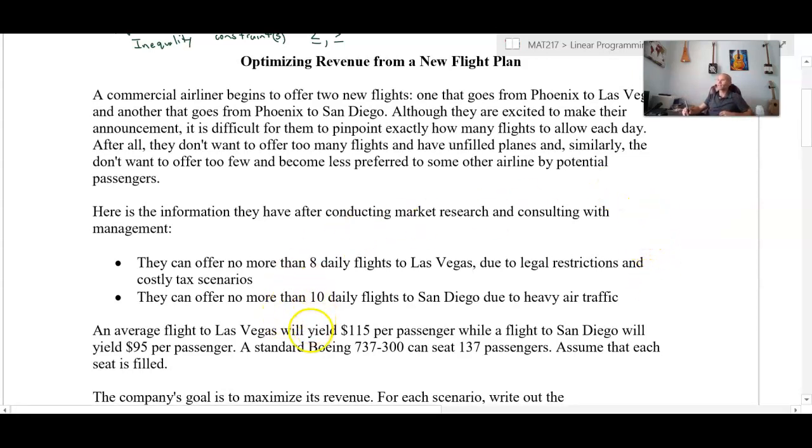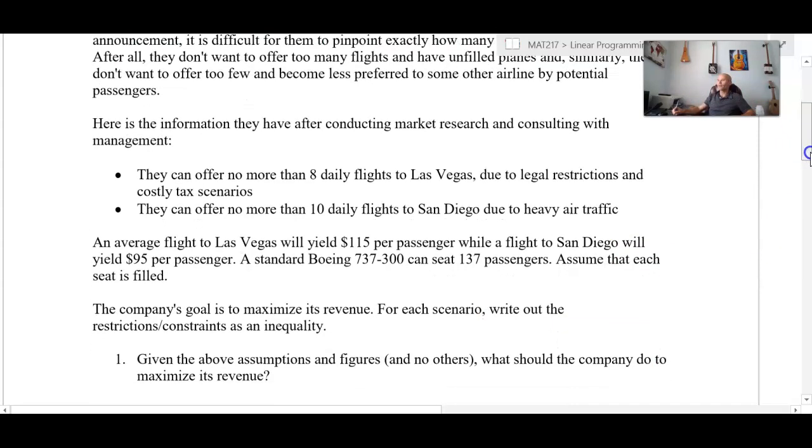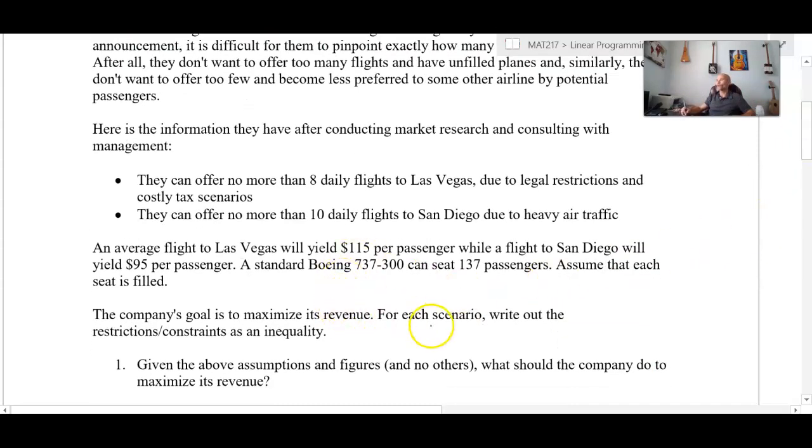An average flight to Las Vegas will yield $115 per passenger, while a flight to San Diego will yield $95 per passenger. A standard Boeing 737-300 can seat 137 passengers. Assume that each seat is filled. So we're not going to deal with the uncertainty of filling flights. The company's goal is to maximize its revenue. For each scenario, write out the restrictions and constraints as an inequality.